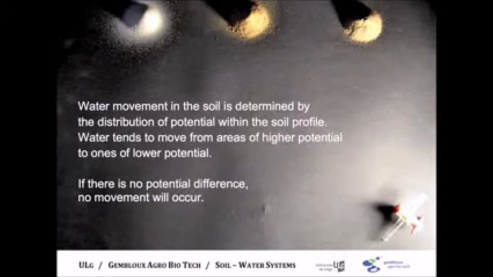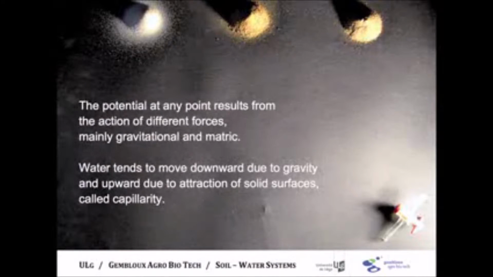Water movement in the soil is determined by the distribution of potential within the soil profile. Water tends to move from areas of higher potential to ones of lower potential. If there is no potential difference, no movement will occur. The potential at any point results from the action of different forces, mainly gravitational and matric.